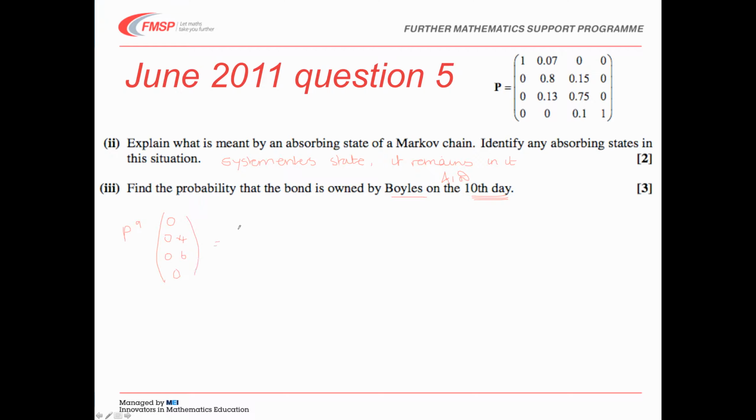And if you do that, obviously because you're multiplying by a vector, you get a vector. If we work that out, we get 0.2236, 0.2505, 0.1998, and 0.3261. So the probability that it's owned by B in this case is 0.2505. Okay, so a couple of marks, multiplying that out and 1 for the answer.